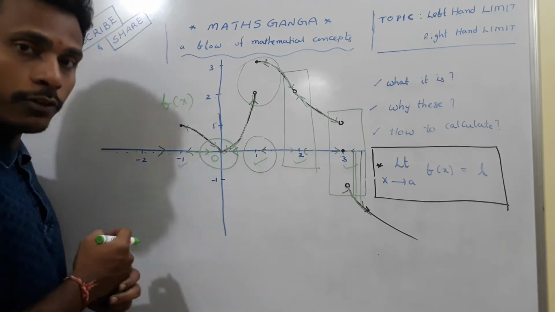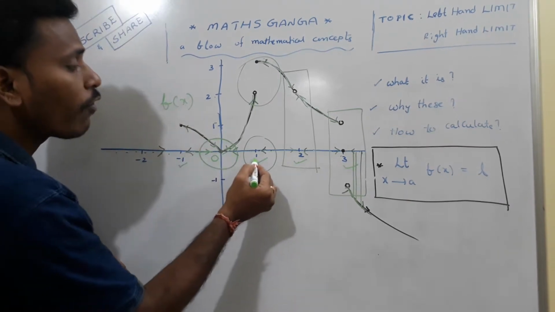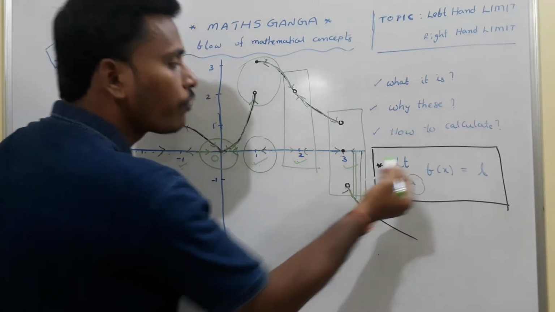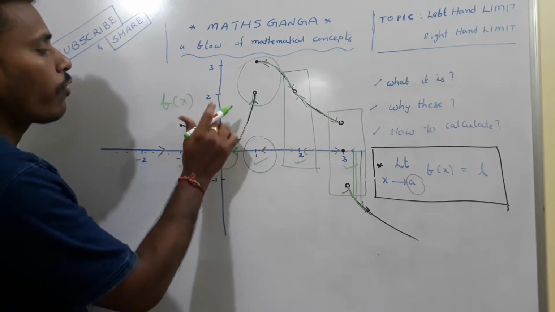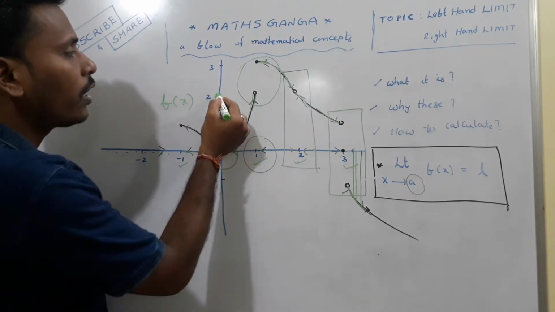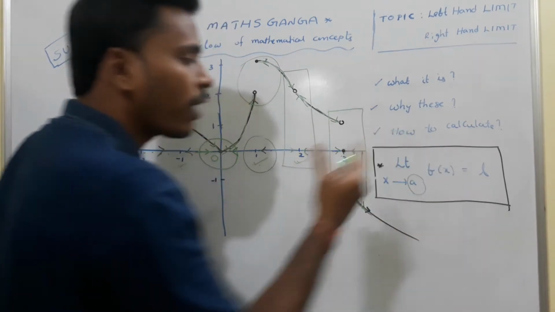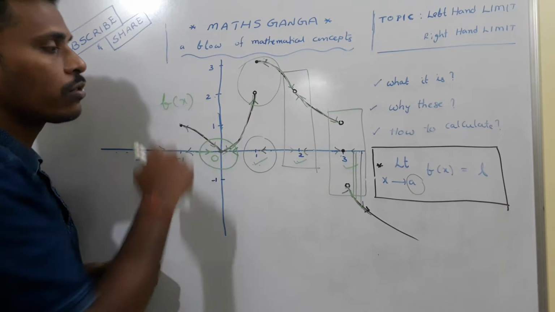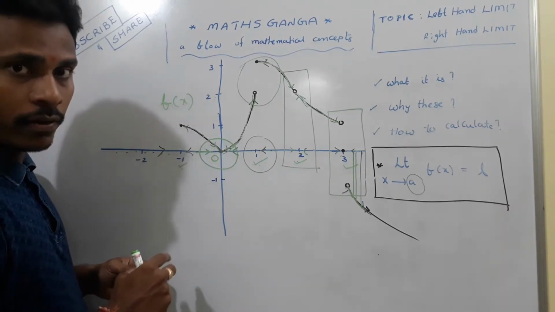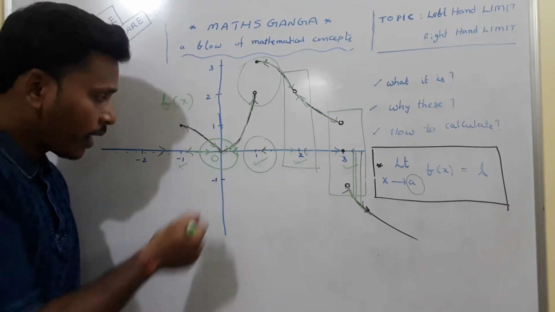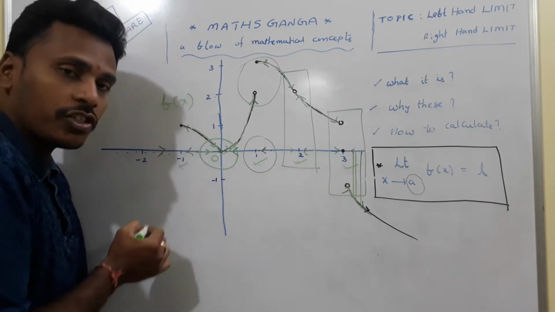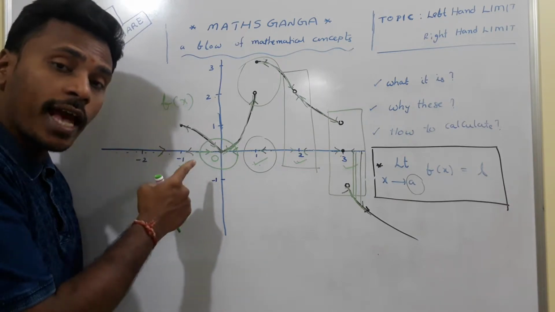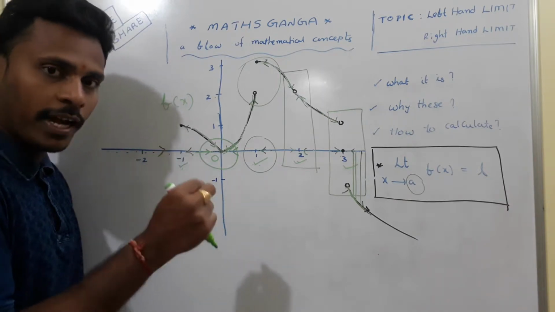See, if you observe the values on the x-axis, -1, 1, 2, 3 are the values of a, and the values on the y-axis, -1, 1, 2, 3 are the values of L, right? As x tends to 1, you need to announce the limit as x tends to 1 of f of x, right? See, again if you observe, at 0, the left side limit is 0, the right hand limit is also 0. Both are equal. In that case, we announce that the limit exists and that limit value is 0.